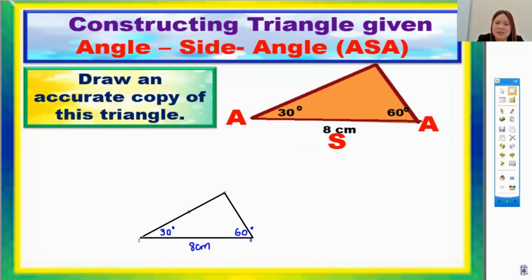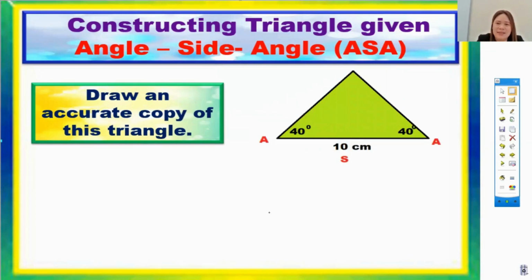So again, the first step is to draw the side given, which is 8 centimeter. Then the second step is to measure the angle using your protractor, put it at one end of the side and put it on the other end of the side depending upon the measure of the given angle. And after that, make sure the two sides meet. If you can extend it long, no problem, as long as you will be able to complete the triangle.